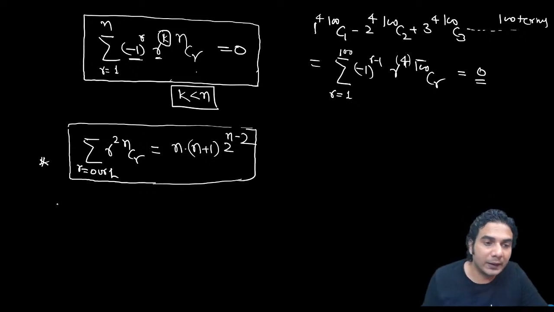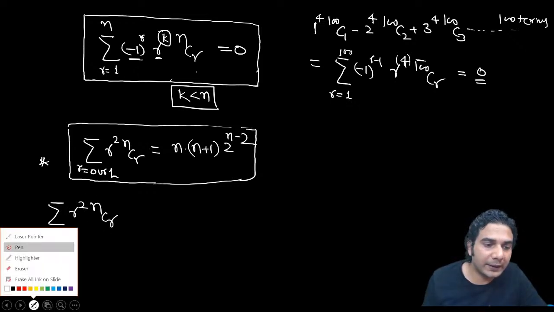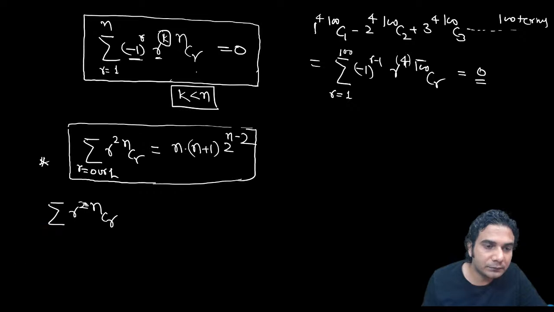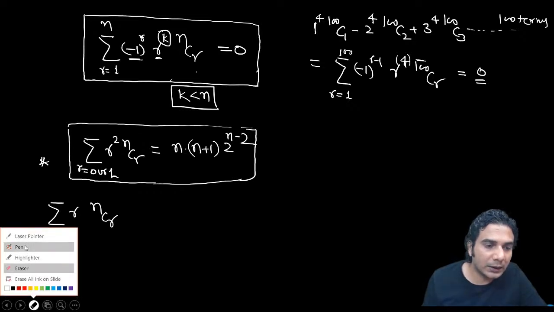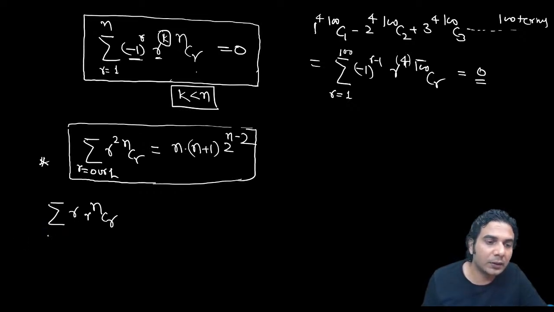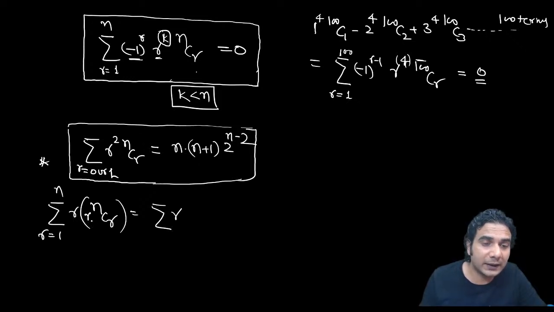This is a result which you need to remember, and I will solve it using that formula only. Which formula? Sigma r square nCr. This r square can be written as r into r, r from 1 to n, and apply that formula. So this is going to be sigma of, first r will remain the same, this r nCr will become n minus 1 C r minus 1.